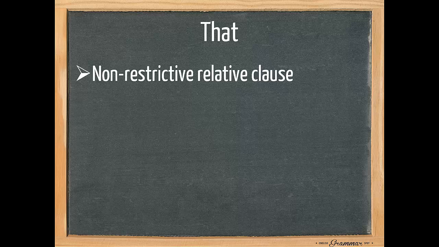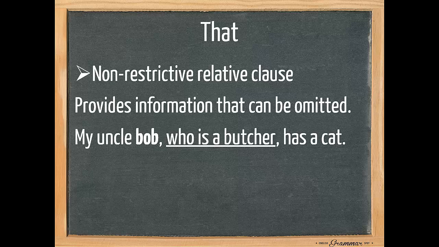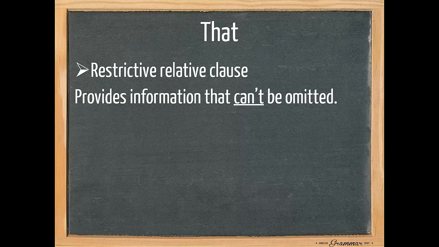Now let's take a look at that. In order to use that, we need to find out whether the clause that we use as a relative clause is non-restrictive or restrictive. A non-restrictive relative clause provides information that can be omitted, so information that is not essential for the sentence to make sense. For example, my Uncle Bob, who is a butcher, has a cat. Now, the sentence, my Uncle Bob has a cat, is a perfect sentence which is grammatically correct and makes sense. So, who is a butcher here is additional information, but it's not essential to making the sentence grammatically correct or coherent. The restrictive relative clause provides information that cannot be omitted, so this information cannot be left out. Otherwise, the sentence doesn't make any sense.